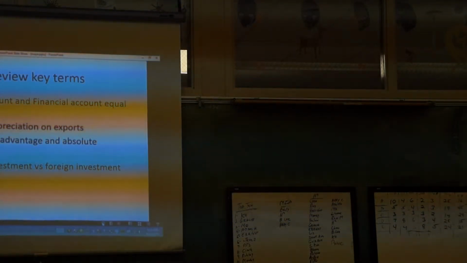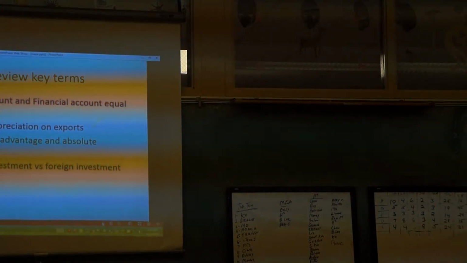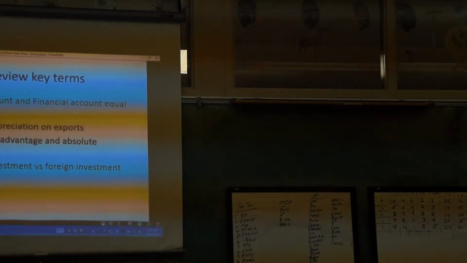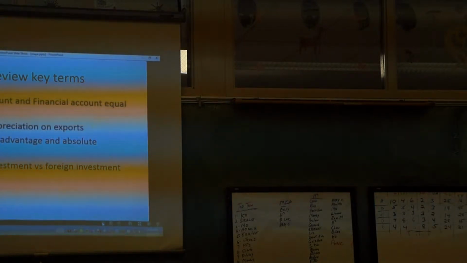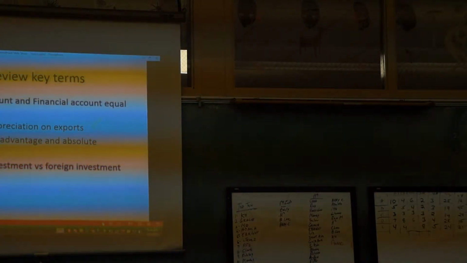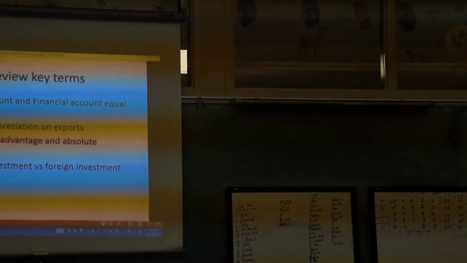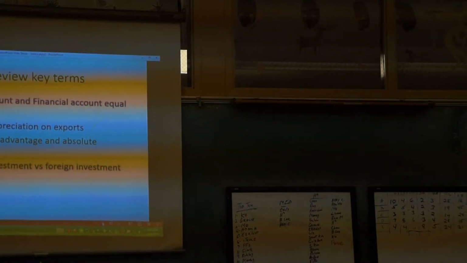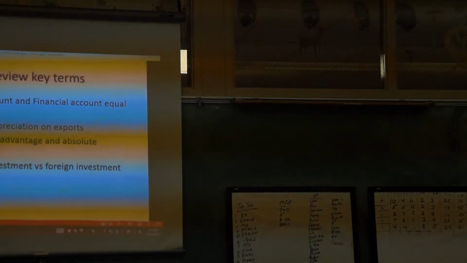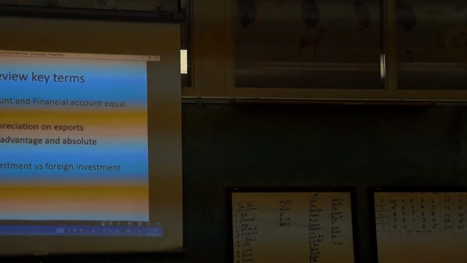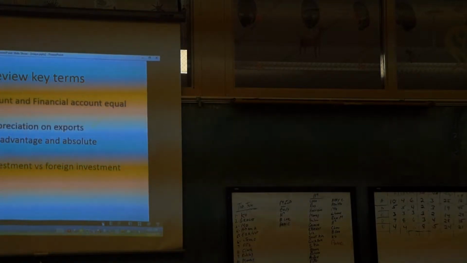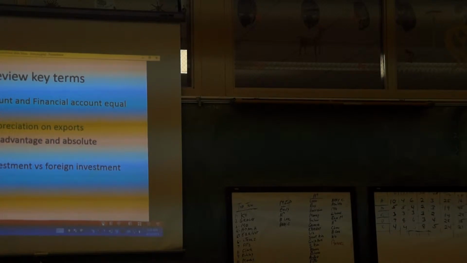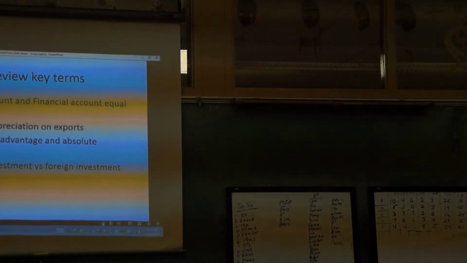The current and the financial account equals zero. So if the current account's in a surplus, the financial account then has to be in a deficit. And of course it works the other way. If the financial account's in a surplus, the current account has to be in a deficit. It's kind of a circular flow. If the United States sells exports, they get money from foreign countries, and they use that excess money and invest it in foreign countries. So think of it as a circular flow.